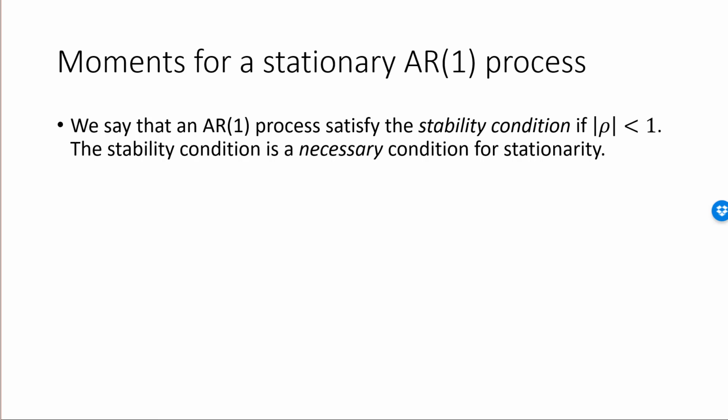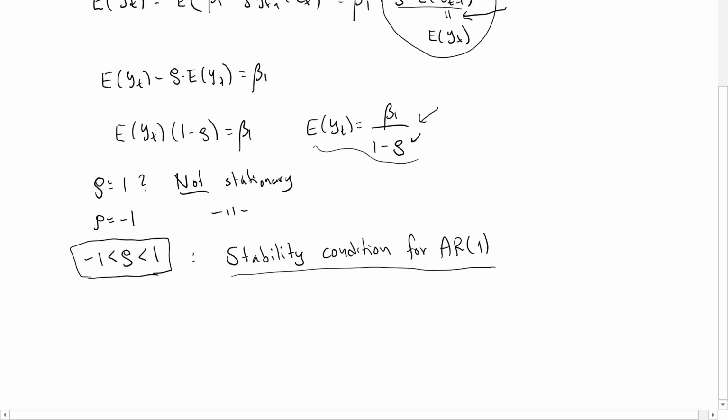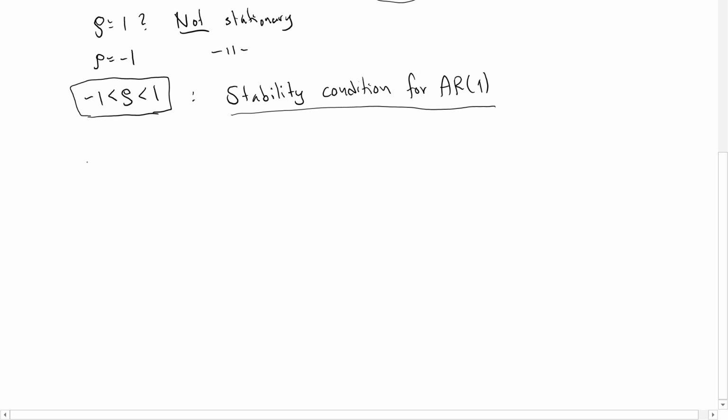We have found the expected value. So if yt follows a stationary AR1 process, that is, we know that the stability condition is satisfied, and if the error process is white noise, and sigma square is the variance of the error term, then the expected value of yt is beta 1 over 1 minus rho, which we found. So let's look at the second moment. The second moment, the variance. And actually, that's pretty much just as simple.